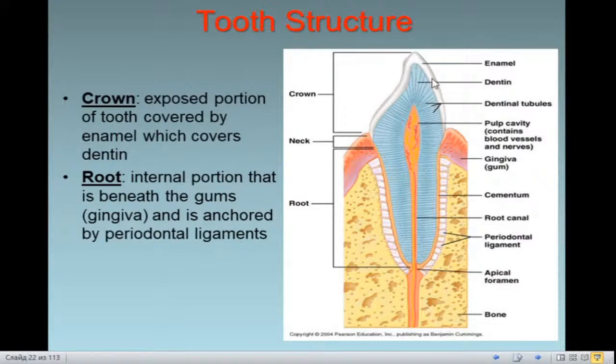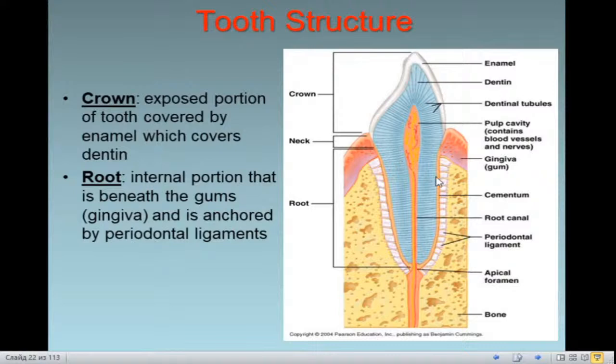The crown is covered by enamel, a very hard tissue, below which is dentin. Inside, the tooth has a cavity filled with connective tissue, with small arterioles or capillaries coming in to provide nutrients for this tooth, and also arteries, veins and nerves. So despite the tooth being a very hard tissue, it is alive. That's why it should be nourished.